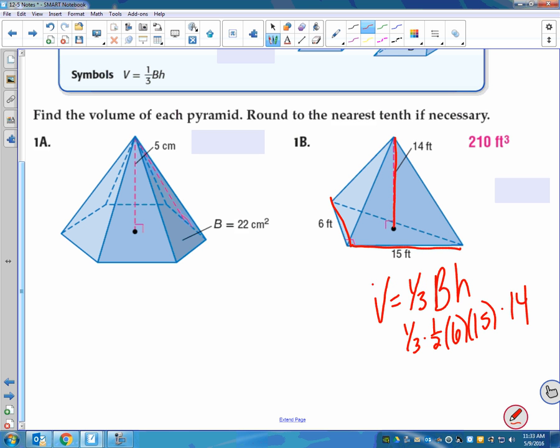Alright, so the difficult it could get is if they give you a regular polygon. You have to be able to find the area of that. Oh my gosh, look how easy this is. What did they give you? They gave me the area of it.